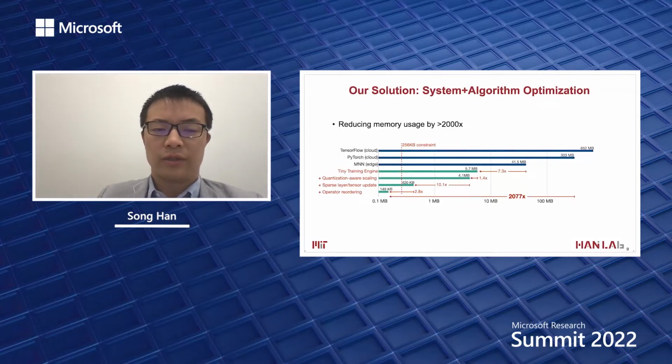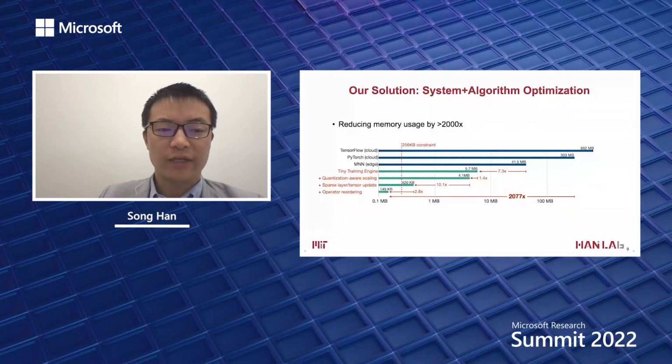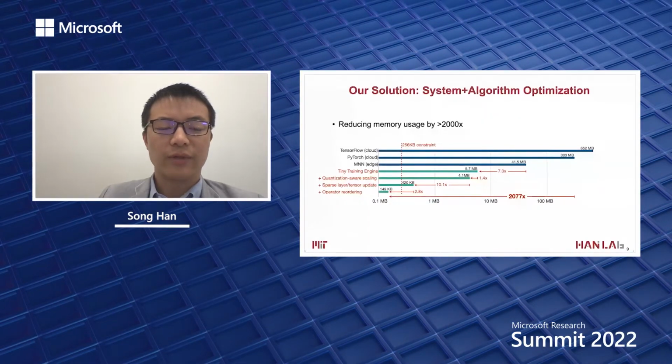So our solution, by algorithm and system co-design, can reduce the memory usage by more than 2000x and push the memory required for on-device training to only 149 kilobytes. So truly enable on-device training with even microcontrollers. Here I'm going to introduce several techniques to achieve such amazing memory reduction while fully maintaining the transfer learning accuracy.